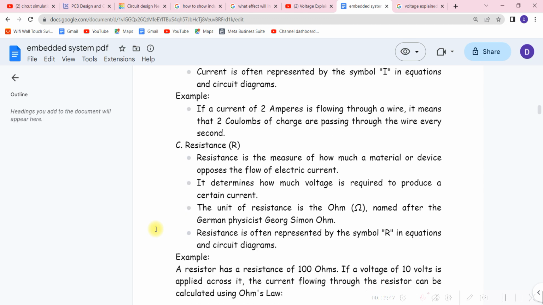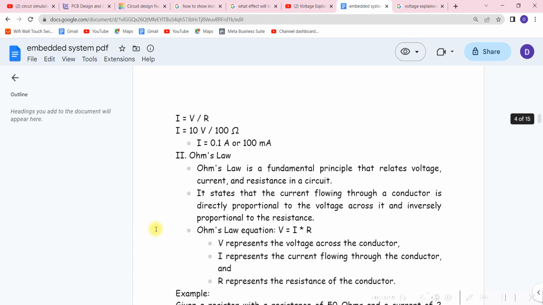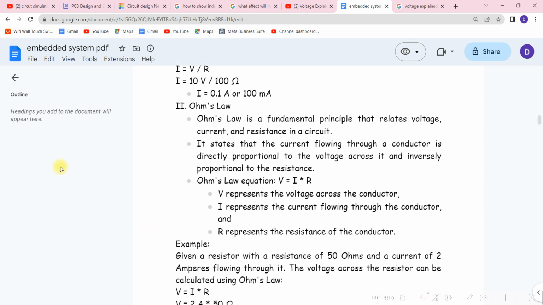You also see what resistance is. Resistance is the measure to which a material or device opposes the flow of electric current, like I said initially. So those are the three basic concepts you need to understand. Now, the last thing we're going to talk about today is Ohm's law.